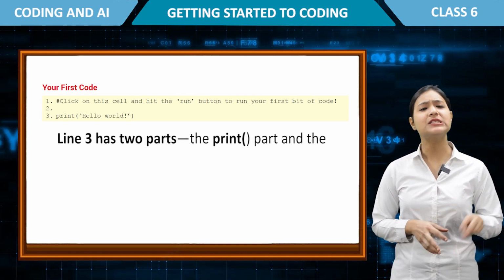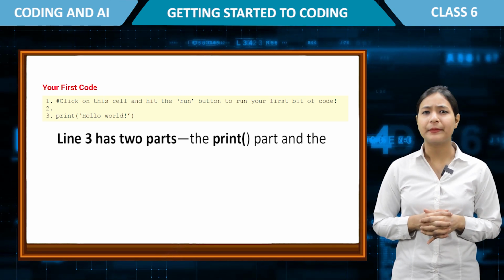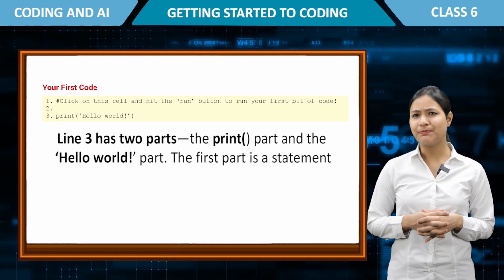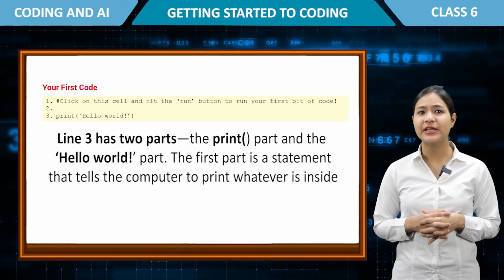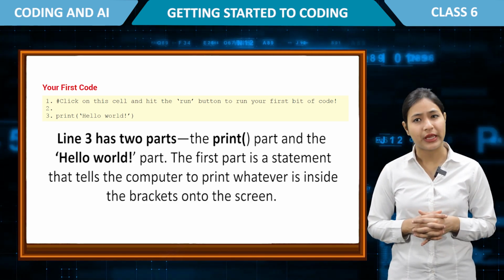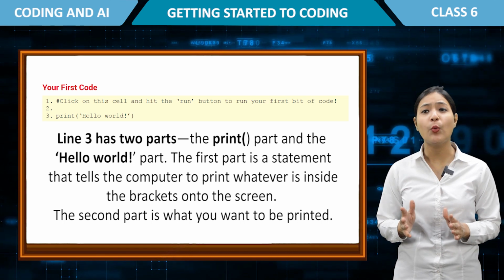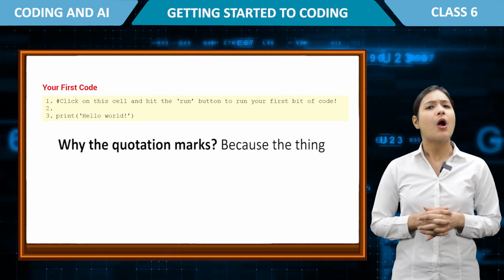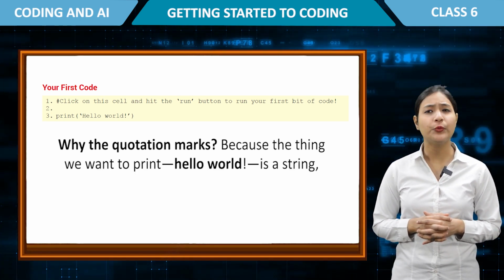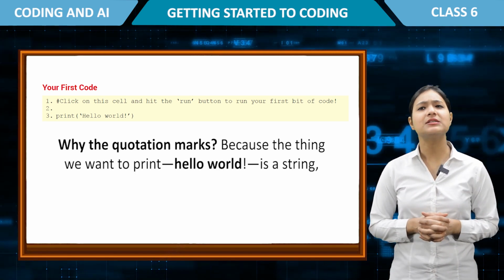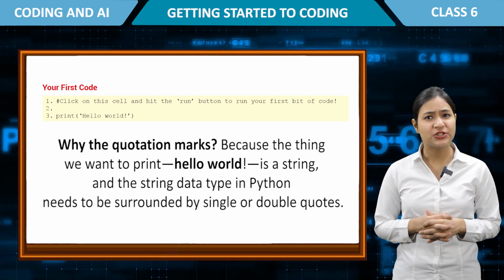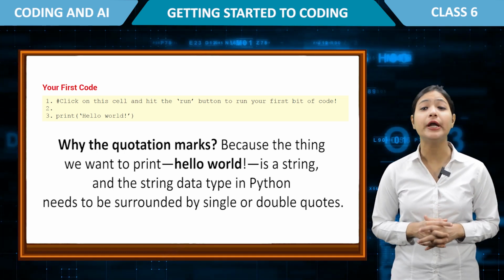Line 3 has two parts, the print part and the hello world part. The first part is a statement that tells the computer to print whatever is inside the brackets onto the screen. The second part is what you want to be printed. Why the quotation marks? Because the thing we want to print, hello world, is a string. And the string data type in Python needs to be surrounded by single or double quotes.